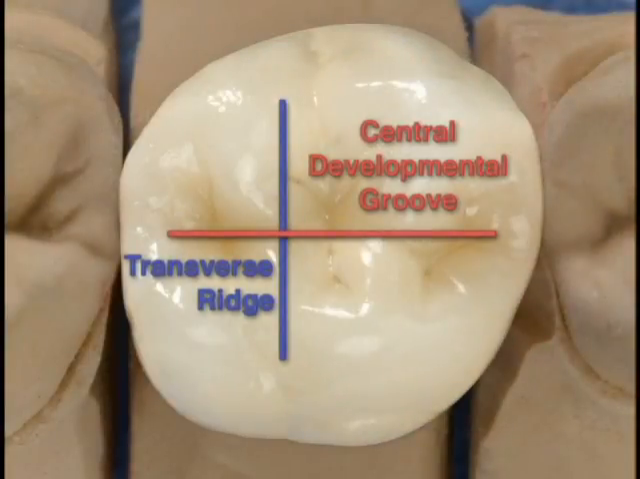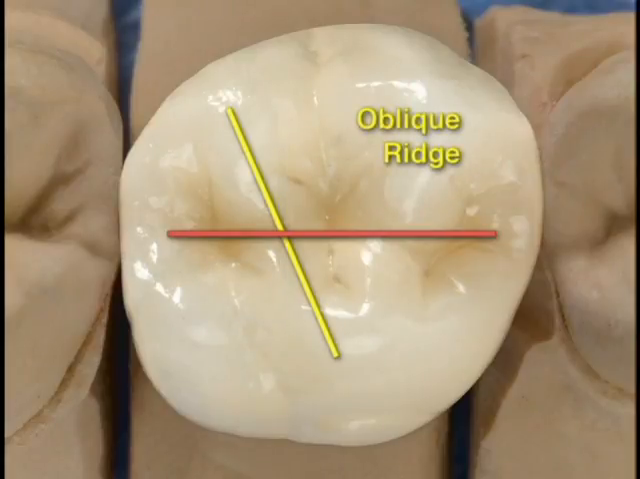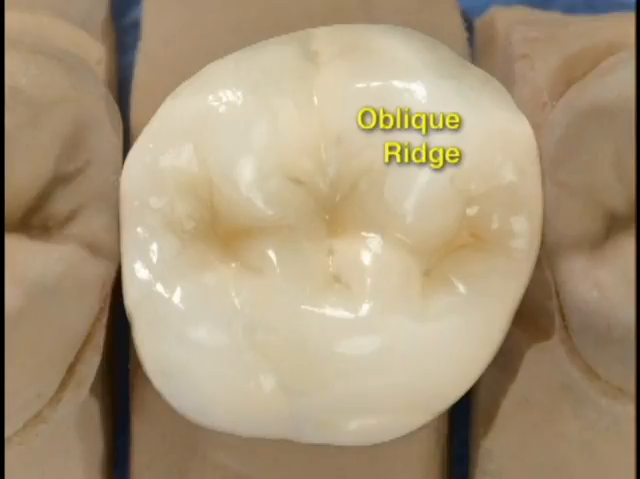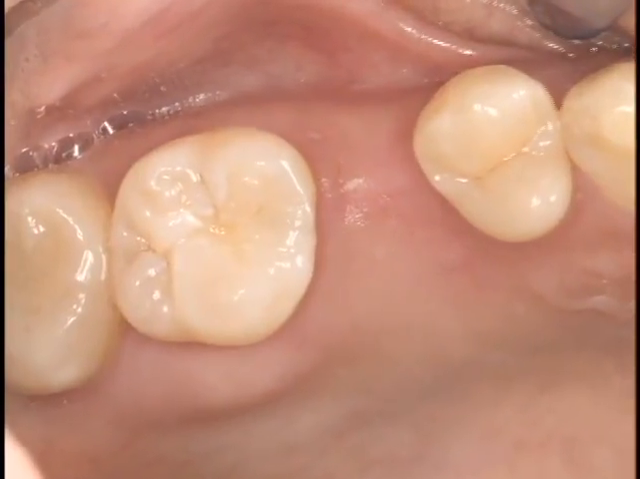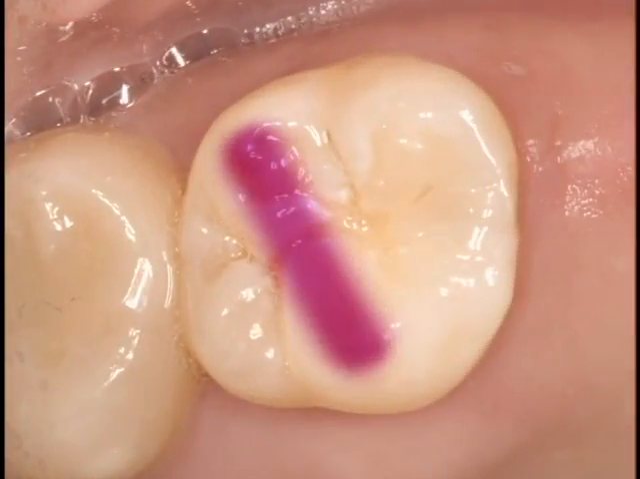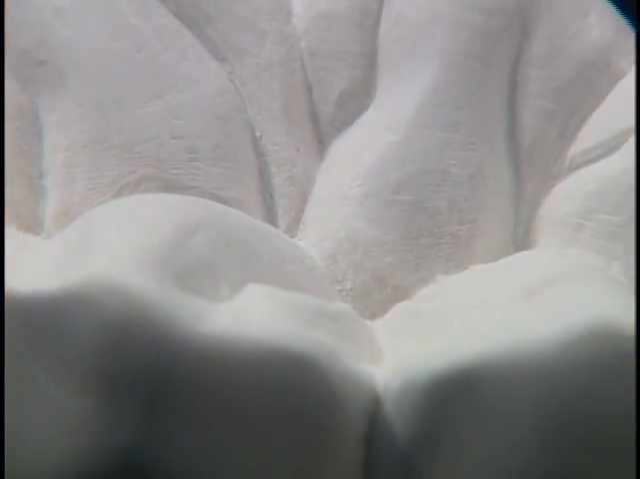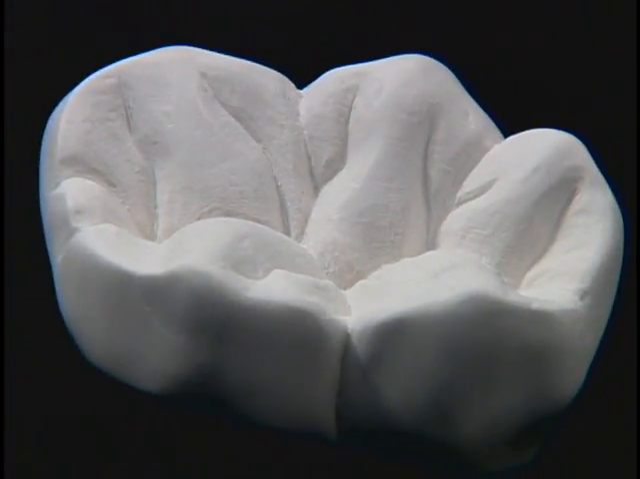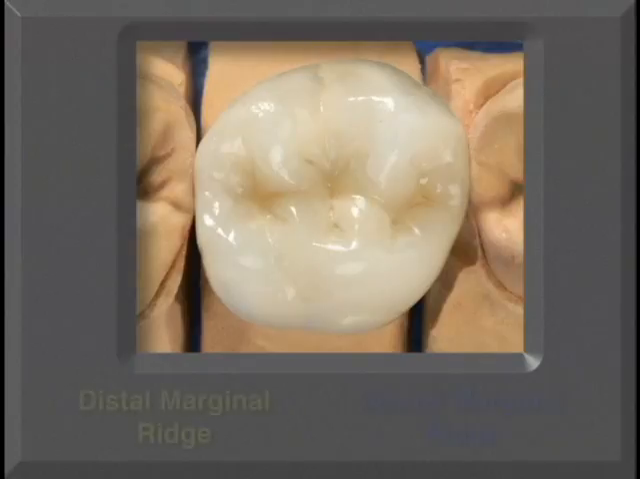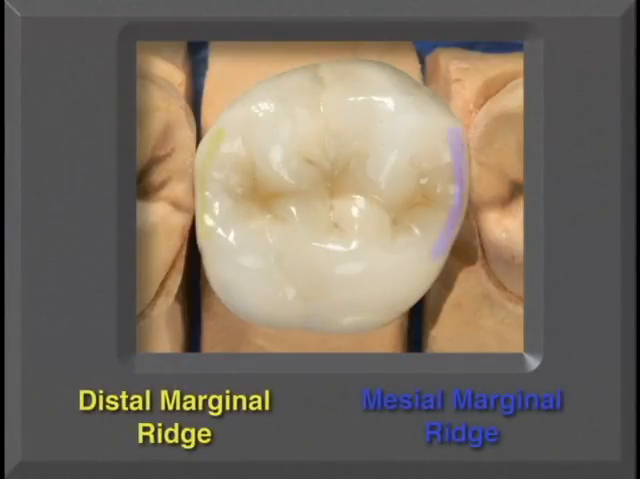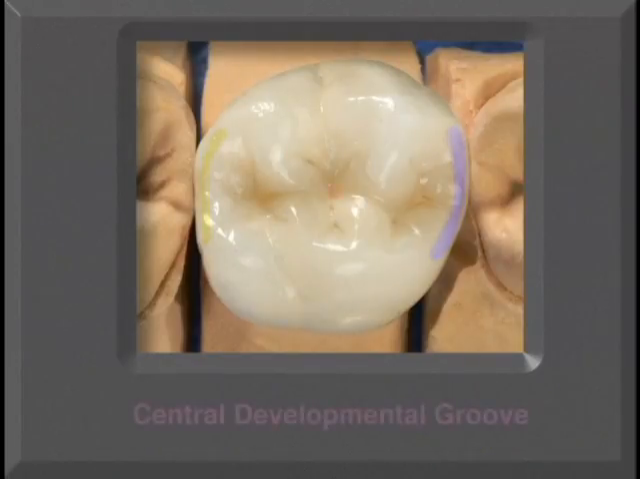Like a transverse ridge, an oblique ridge crosses the central developmental groove, but it crosses diagonally instead of at a 90-degree angle, working its way across the occlusal surface from the mesiolingual cusp to the distal buccal cusp. A clearly defined example of an oblique ridge can be found on upper first molars. The perimeter of the occlusal table is made up of a series of ridges. The most important are the mesial and distal marginal ridges, which form the rounded mesial and distal borders of the occlusal table. These ridges form the borders of the central developmental grooves.